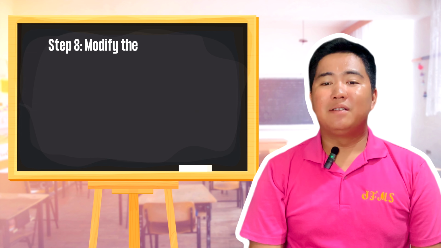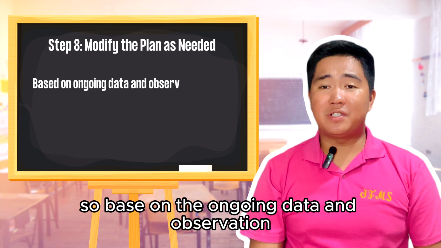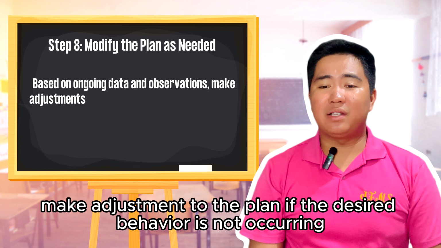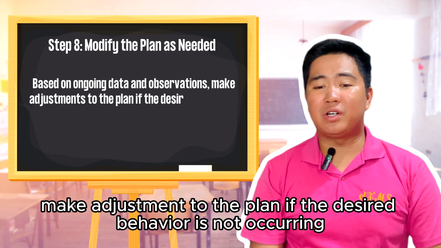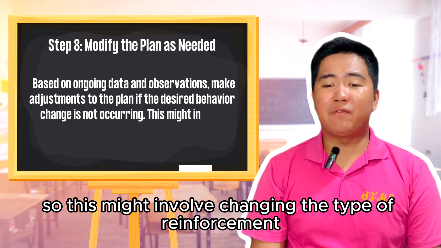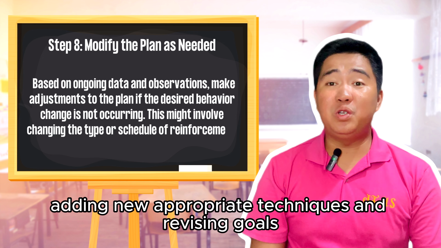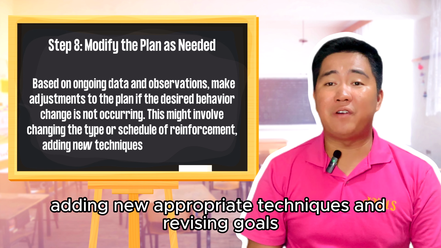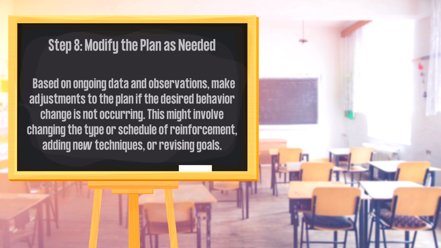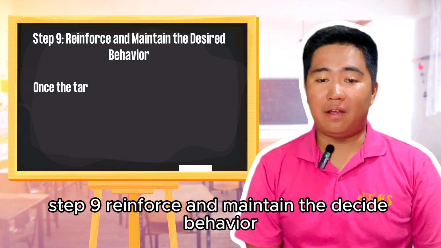Step 8, modify the plan as needed. Based on the ongoing data and observation, make adjustments to the plan if the desired behavior is not occurring. This might involve changing the type of reinforcement, the type of schedule of reinforcement, adding new appropriate techniques, and revising goals.